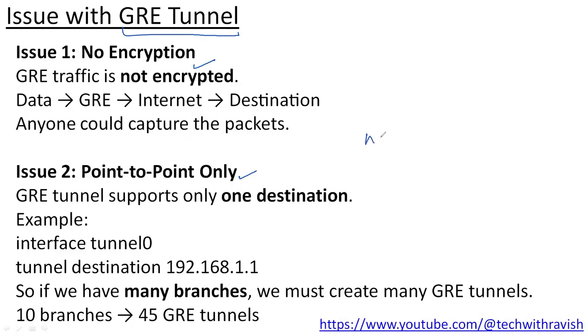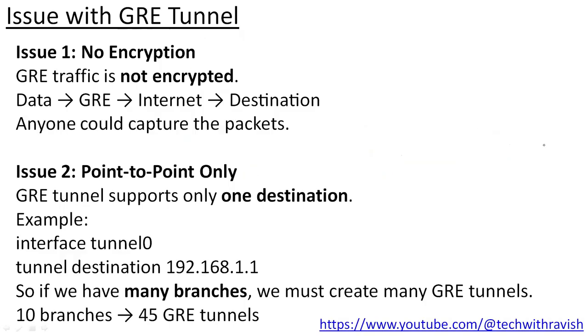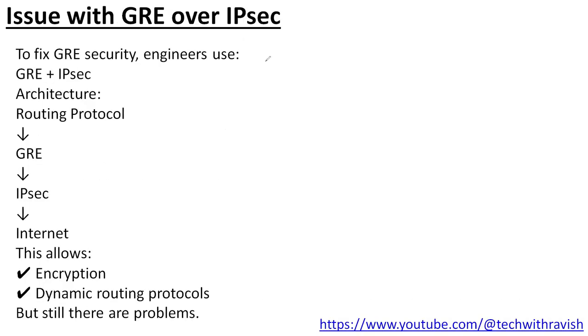Like I told you, n into n minus 1 upon 2 tunnels will be required. Like 10 branch offices require 45 tunnels. So that will be a big number, as I previously told you. So if we have many branches, we have to create many tunnels. Now let's talk about IPsec over GRE. The problem is that encryption will be there.